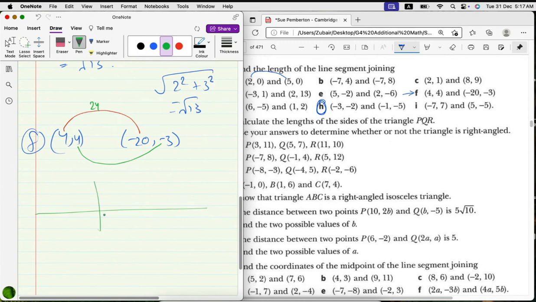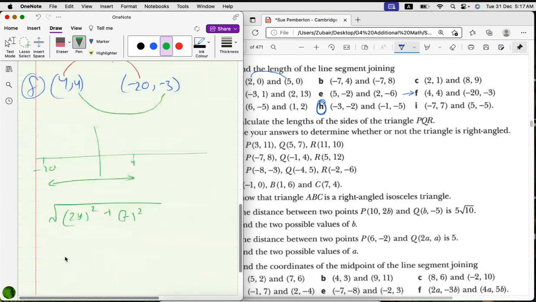If you draw this on a grid, this is negative 20. This is positive 4. So the difference is 24. And then the difference in y is 7. We would definitely show complete working in the exam. This is just a tip to avoid any mistake. We get 25.